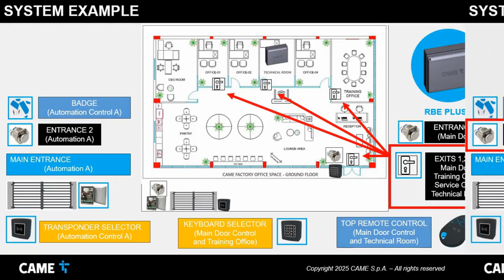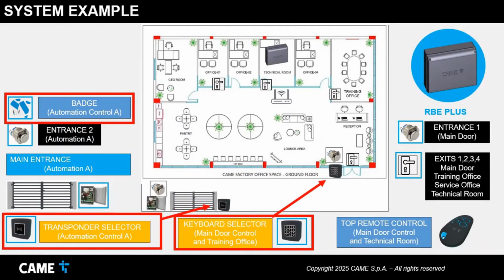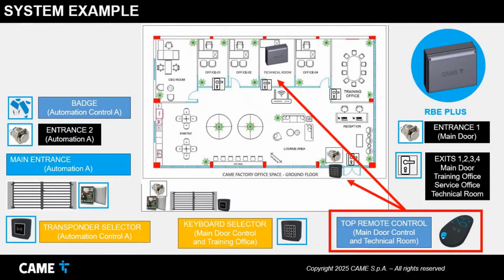Two inputs have been used, each associated with a local button. The first to open the main door from the inside, and the second to control the automation linked to the RBE Plus via the CRP protocol, which operates the gate opening. There is also a transponder selector that manages the gate opening via a badge assigned to the reception, and a keypad selector for opening the main door and the training office door using a code. We will also configure a dedicated top remote control for the company that performs maintenance on the technical systems, which will be used to open the main door and the technical room door.